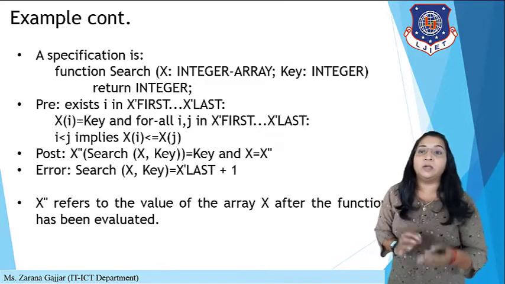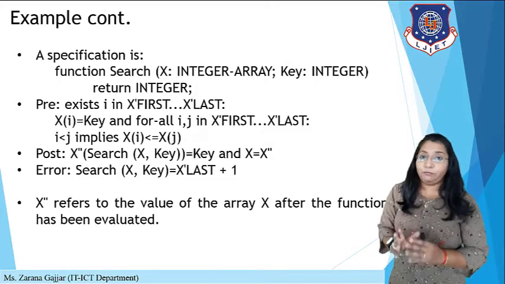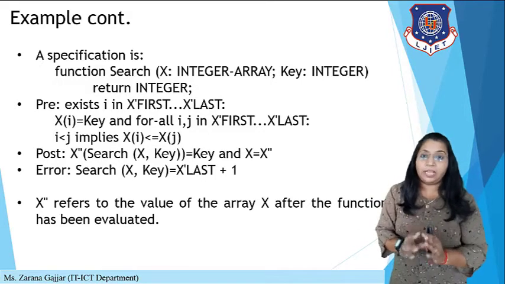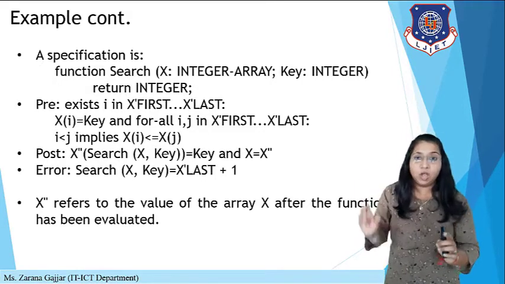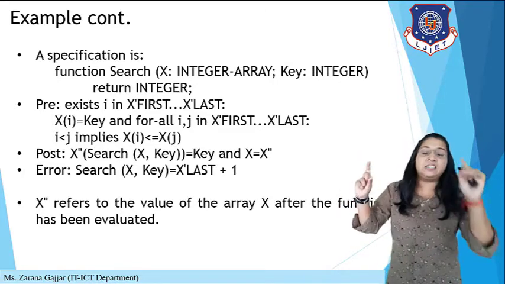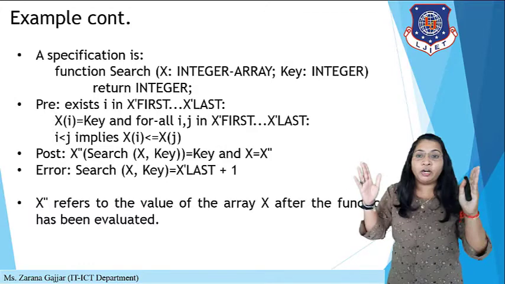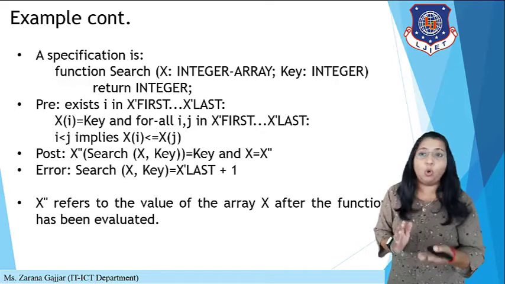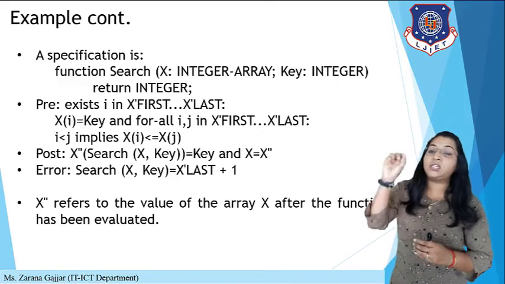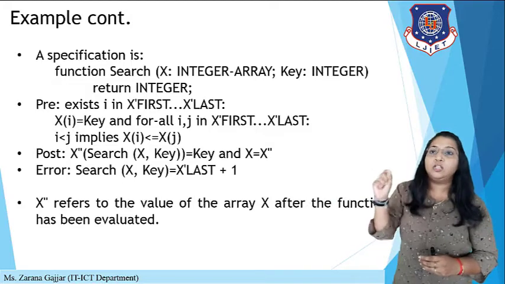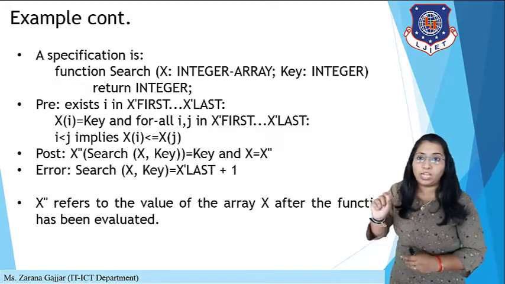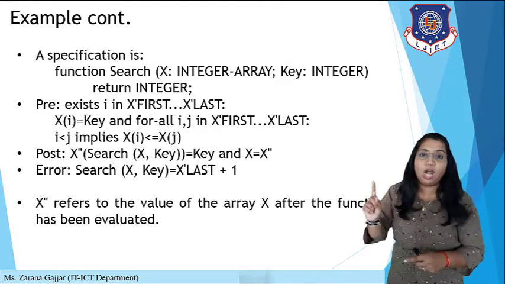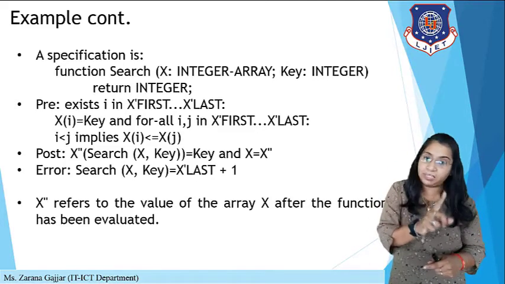Now what will be my precondition? Precondition means the key exists between first and last. If my array consists of 10 elements, the first element is first and the last element is 10, right? So whatever the element is between 1 to 10, and I am searching for that particular element, my condition is true. So if my key exists between first and last, it will give x of I equal to key, and I am checking for all I, j in x first to x last.